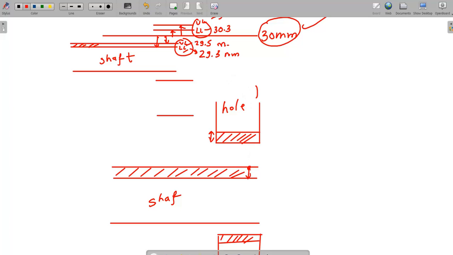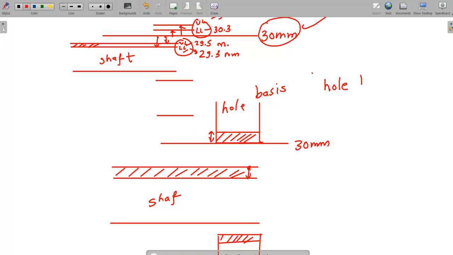Now what is hole basis system? Now what did I tell you? Somewhere in between my basic size will be there. So somewhere in between, it can be anywhere. Okay, so always remember in hole basis system, my hole will be always of basic size. That means the basic size line that you draw will exactly meet your lower limit of a hole. Suppose I consider this as 30 mm. Now in this case, your lower limit of a hole will also be equal to 30 mm.